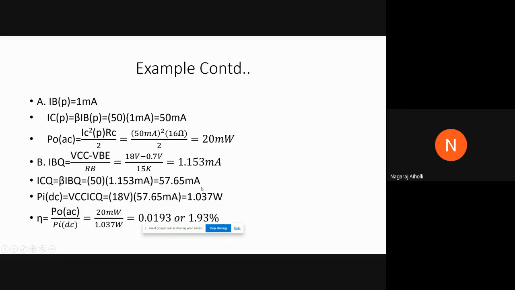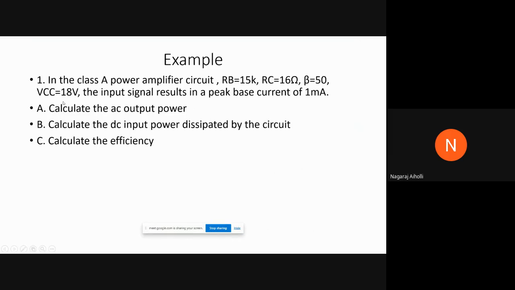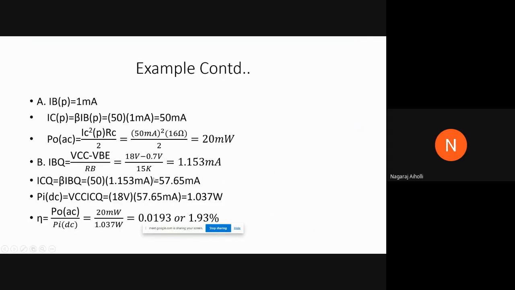Knowing the value of ICQ and the given value of VCC, we can find the value of DC input power. The equation for DC input power is VCC into ICQ. VCC is 18 volts into ICQ, that is 57.65 milliampere. This comes out to 1.037 watt. Then efficiency is calculated by the formula P naught AC divided by P iDC.